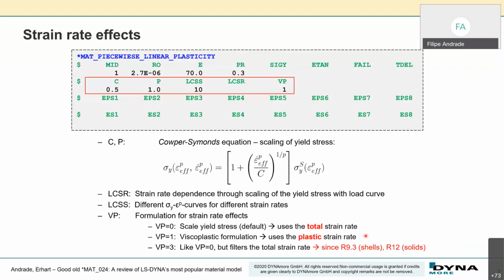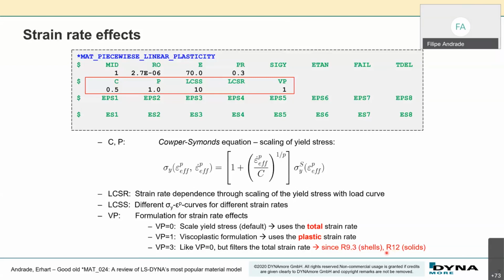And it works very well. Last but not least, we have also this option VP3, which is quite like VP0, but with a difference: now we filter the total strain rate. It's a relatively new feature. For shell elements, you already have it in release 9.3, and some customers are already using it in their everyday job. If you want to use that for solids, then you need a very new LS-DYNA version. It's not been available that long.